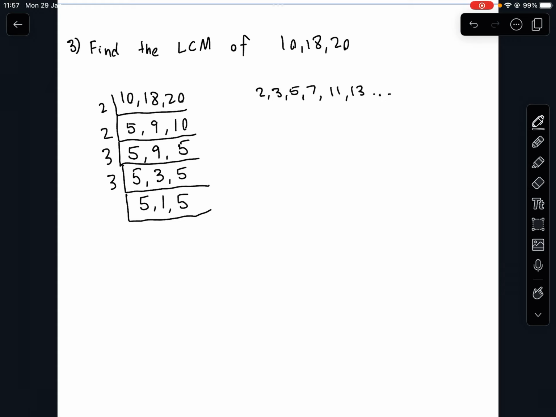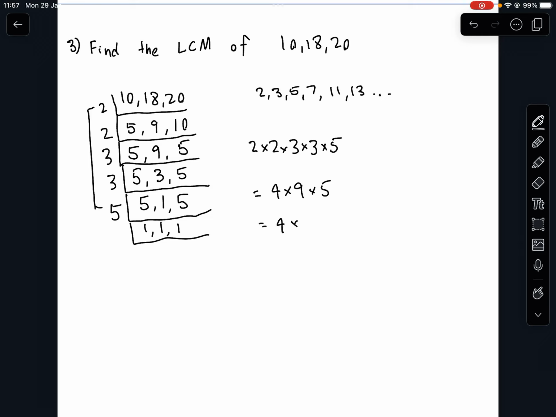Now 5 is a prime number, so we just divide it by 5, and we should get all of them reduced to 1, 1, 1. So now we just find the product of these numbers on the side, and it's 2 times 2 times 3 times 3 times 5, which equals 4 times 9 times 5, equals 4 times 45, equals 180.